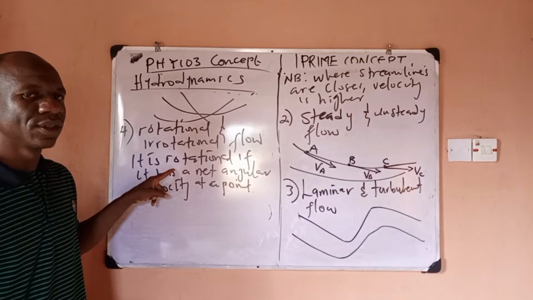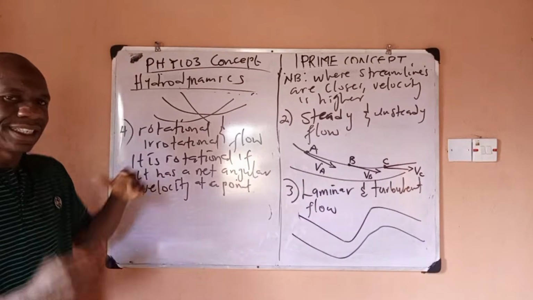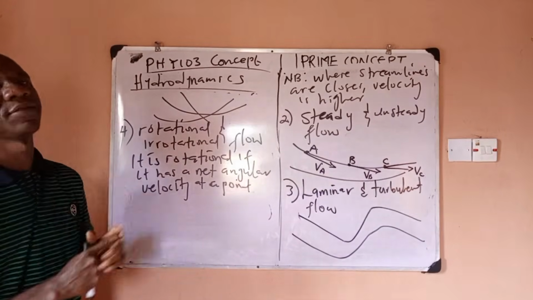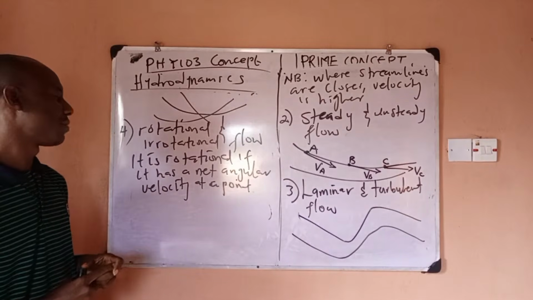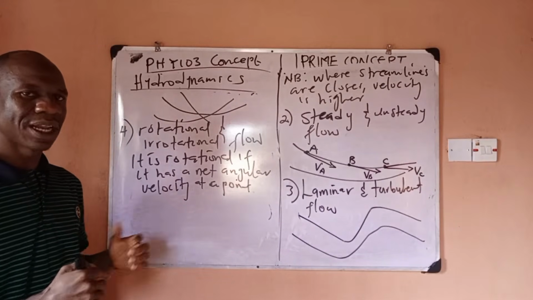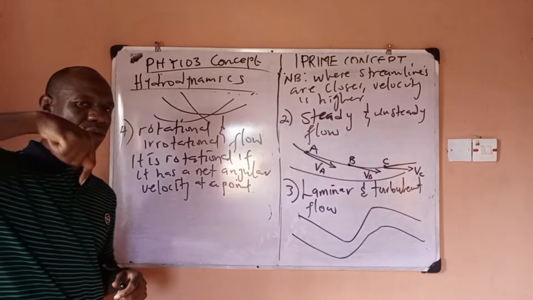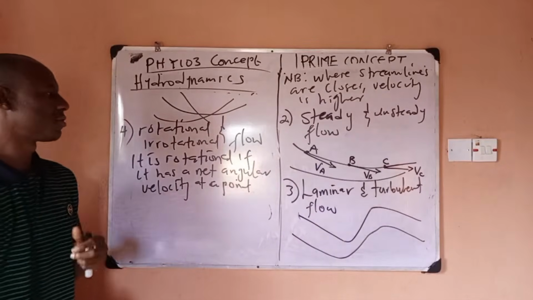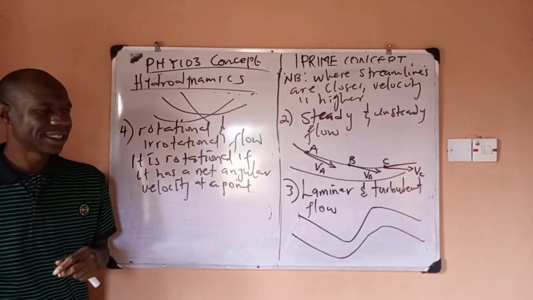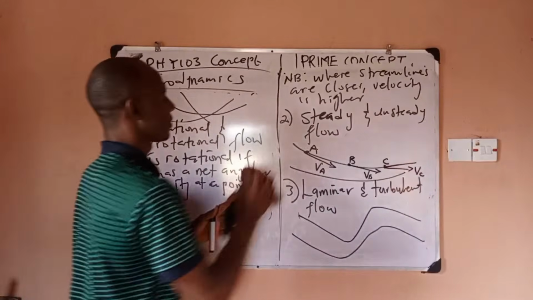So in a rotational flow, there is an angular velocity, there is a net angular velocity, right? Yes, angular velocity is the velocity of a particle that is what? Rotating. That's angular velocity. So that is that. Then number 5, which is the last.